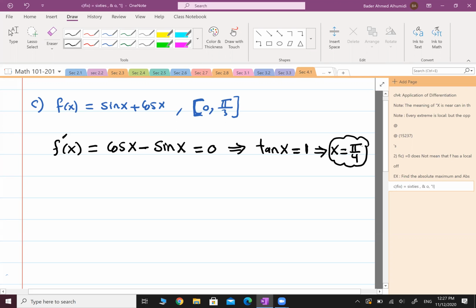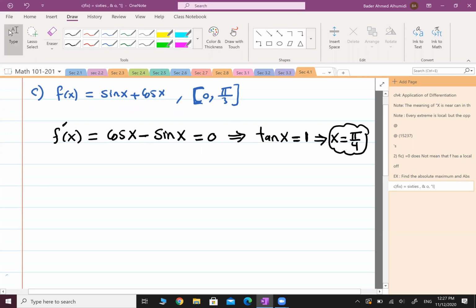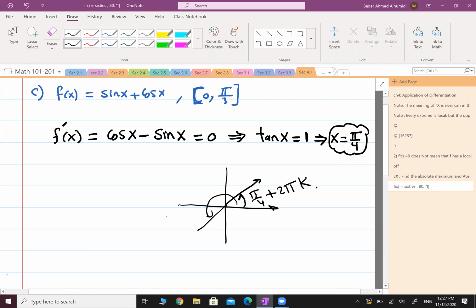Someone might say, only pi over 4? No, there are many solutions, but we are talking about the interval from 0 to pi over 3. For tangent of x equal to 1 you have possibilities. The first is pi over 4 and all coterminal angles to pi over 4. The other possibility is 5 pi over 4, which is pi over 4 plus 2 pi k, all coterminal angles. So all angles terminating at this position and at 5 pi over 4 will give you tangent equal to 1.